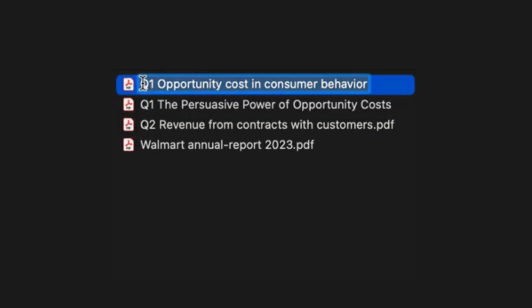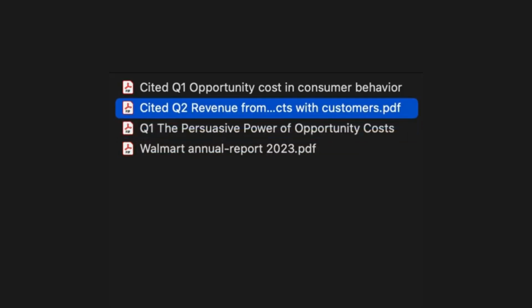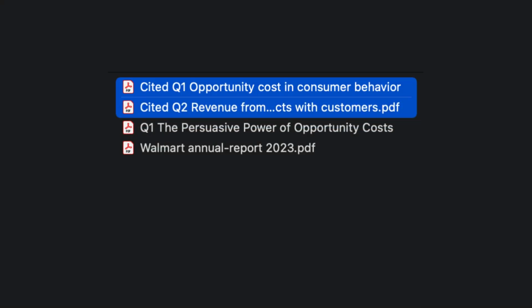Once I finish my analysis, I rename these publication files by adding cited at the beginning to indicate that I have used concepts, theories, or other information from that publication. Doing so will help keep all the cited sources organized at the top of the folder.